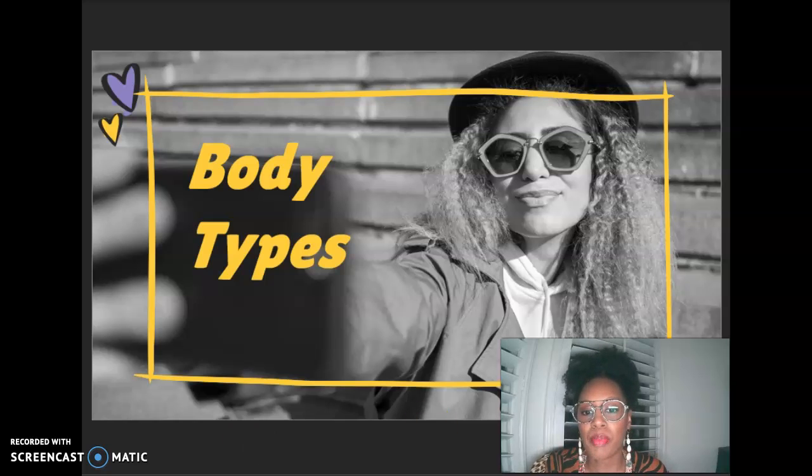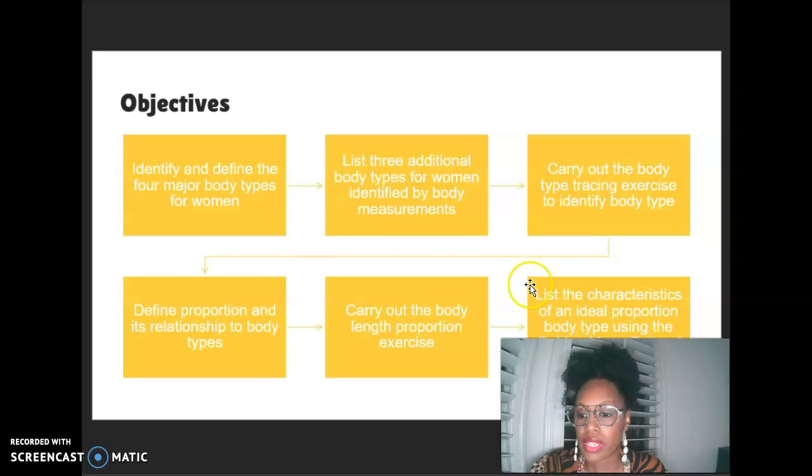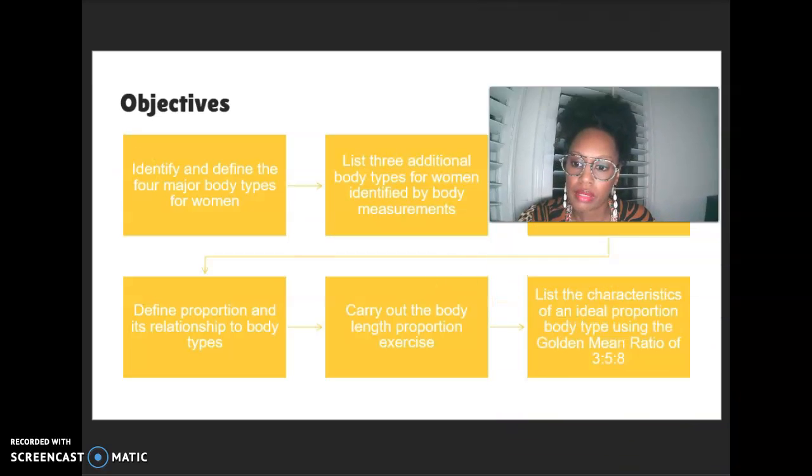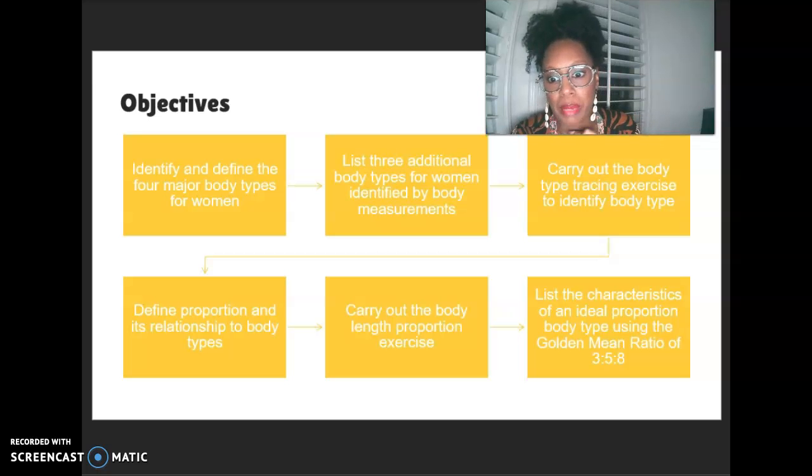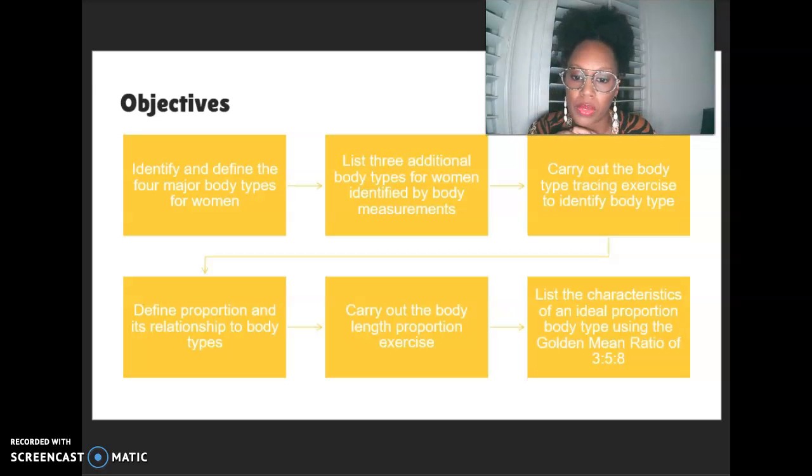Okay, so let's talk about the objectives, right? The objectives for this lecture, for the body types part of the lecture, are that we're going to talk about the 4 main body types. There are more than 4, but we're going to talk about the 4 major body types. And then we'll talk about the other 3 body types that are identified specifically by body measurements.